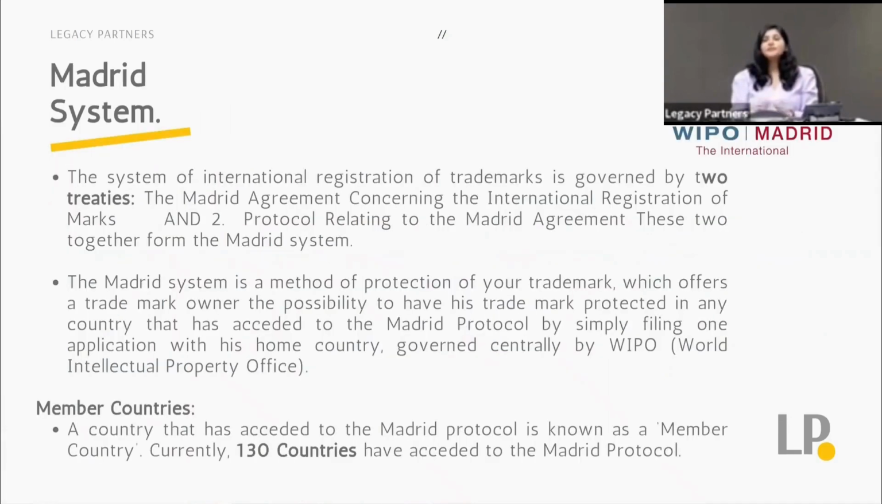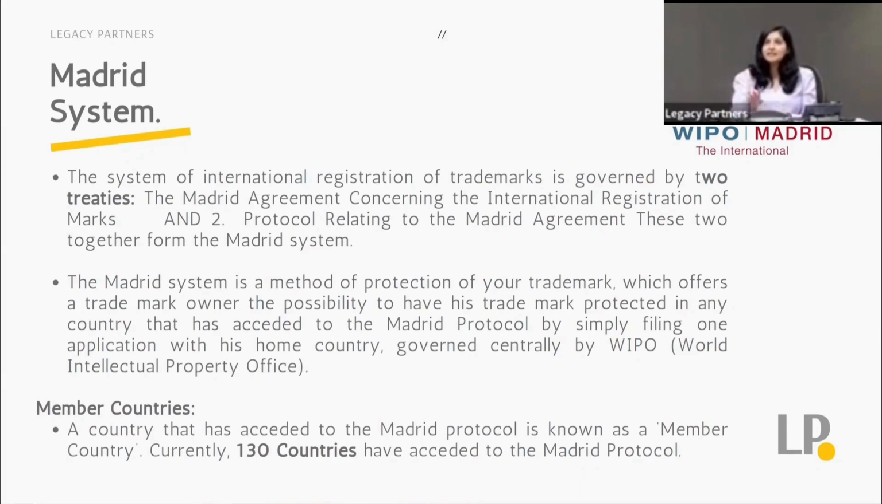Okay, so now let's discuss the MEDR system. I will not be describing the entire procedure step by step. I will just give you an overview of the system in the coming slides, right? So the MEDR system is simply a system of international registration of trademarks. It is governed by two treaties. One is the MEDR agreement, which concerns the international registration of marks. And the other one is the protocol relating to the MEDR agreement.